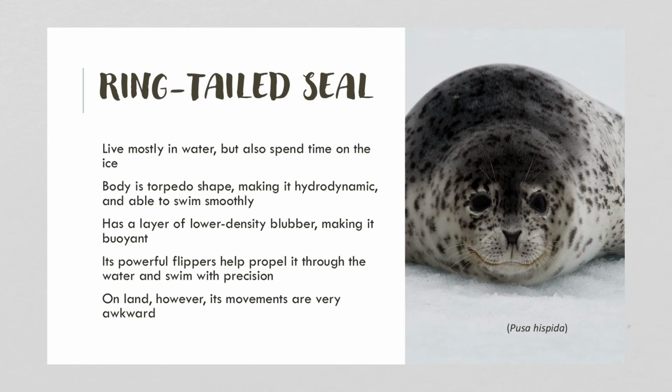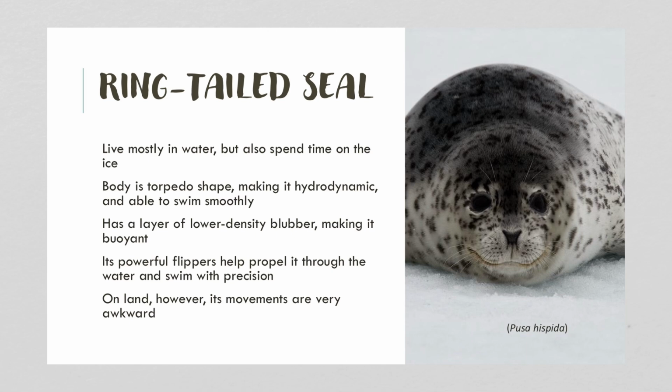So we need to know about two animals and talk about how they deal with the different conditions between air and water and land. One of them is the ring-tailed seal, and the other one is the black-throated loon. So we're going to talk about those separately. So first of all, the ring-tailed seal.